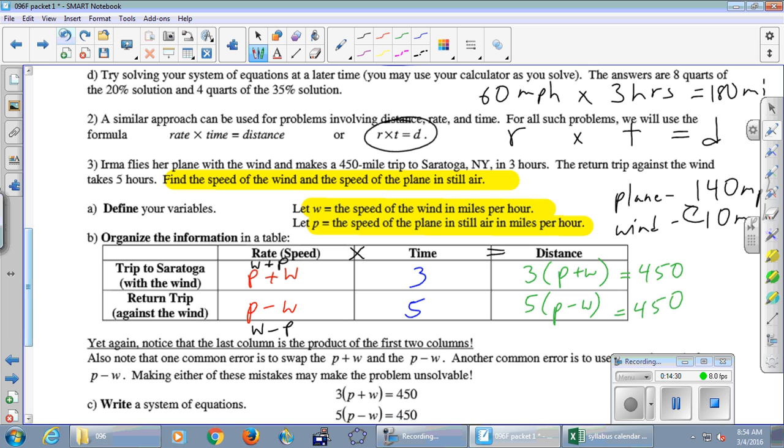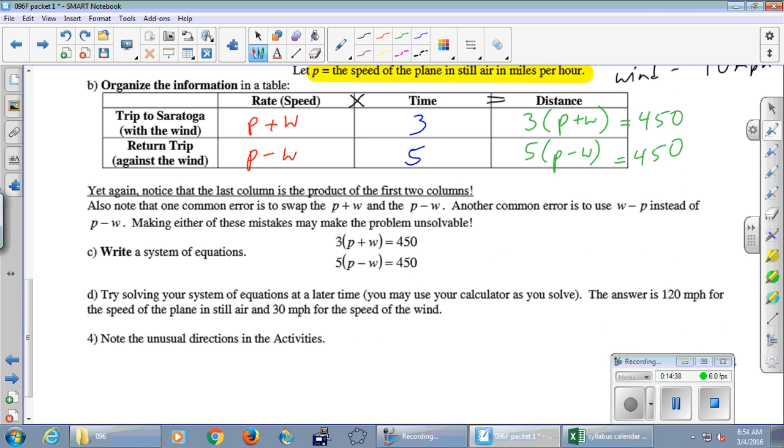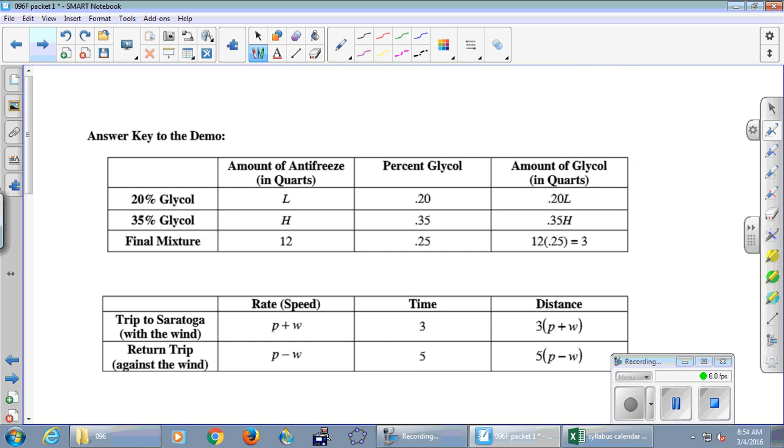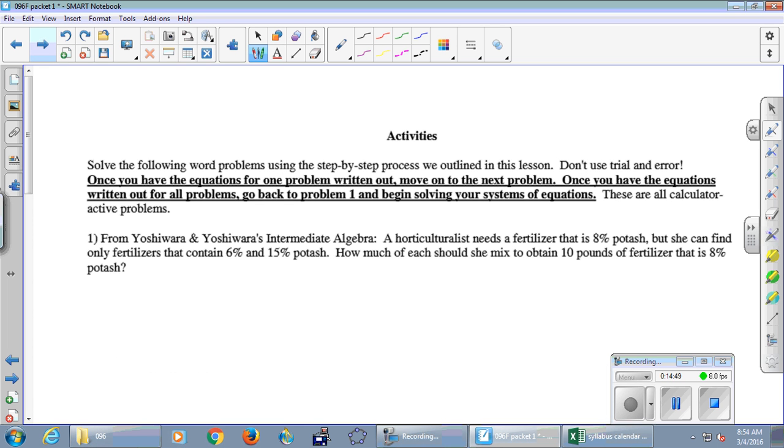Any questions on this example? Okay, and again, you can check later on, the answers here are 120 miles an hour for the plane and 30 for the speed of the wind. All right, so on the next page is the answer key, and following that is the activities.